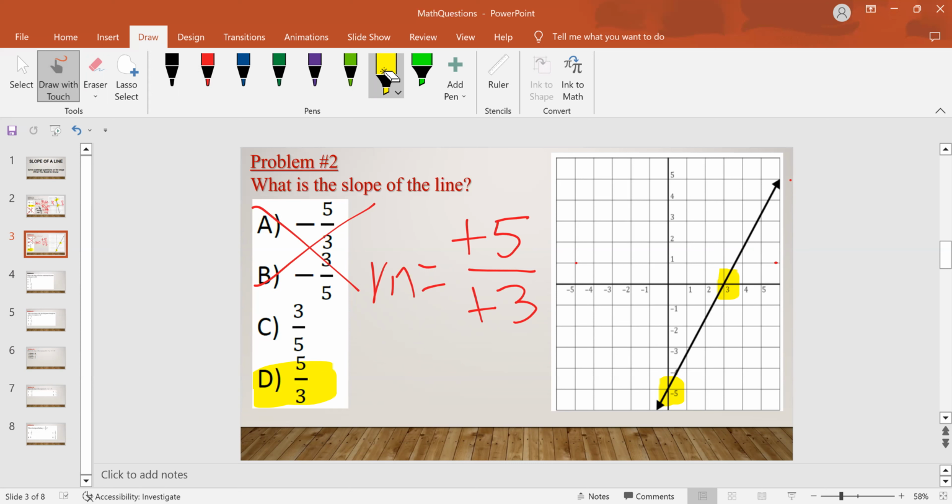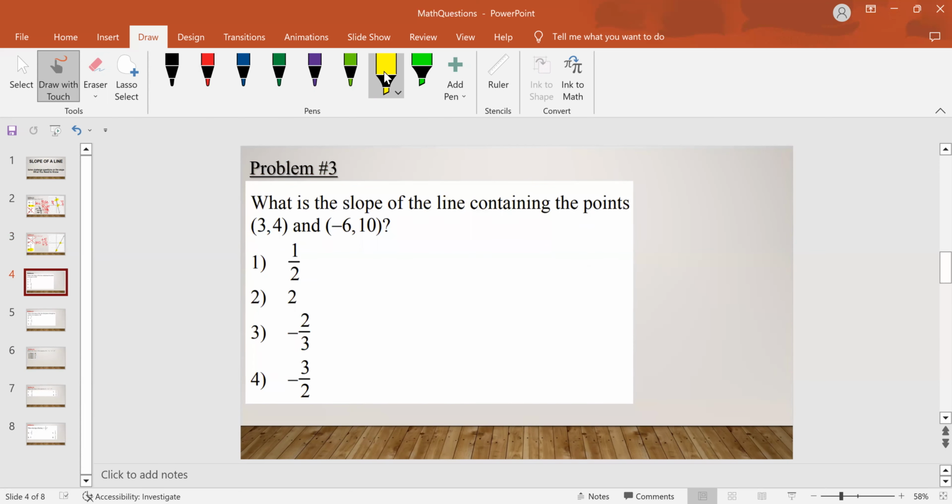Okay, let's continue. Problem 3. So this time, they don't give a graph. It's just 2 points. And yes, we can also find the slope of a line using 2 points. For that, we need a formula. It's not rise over run anymore. Let's write it down. We're going to have m, that's the variable we use for the slope.